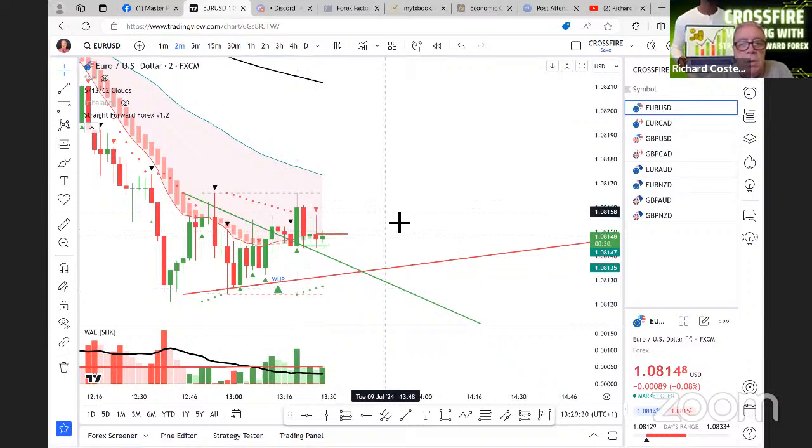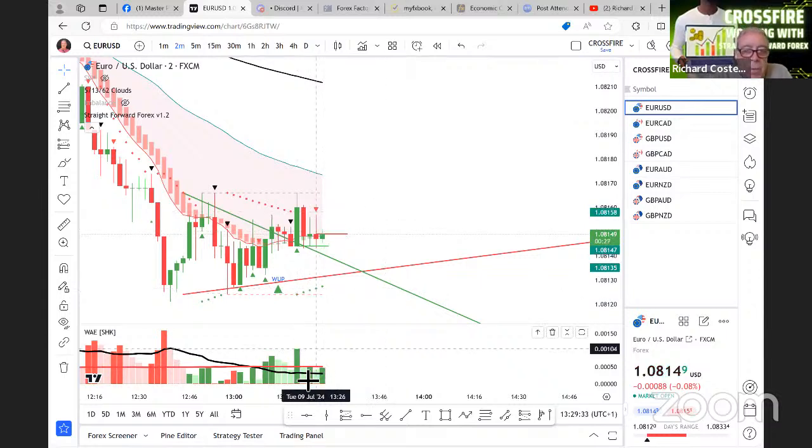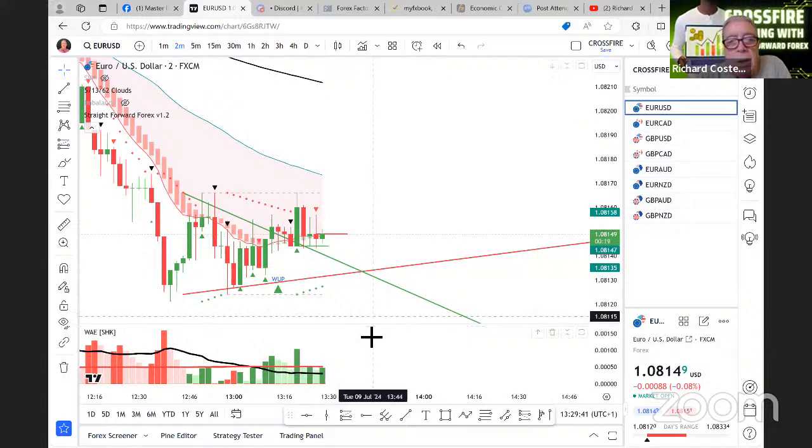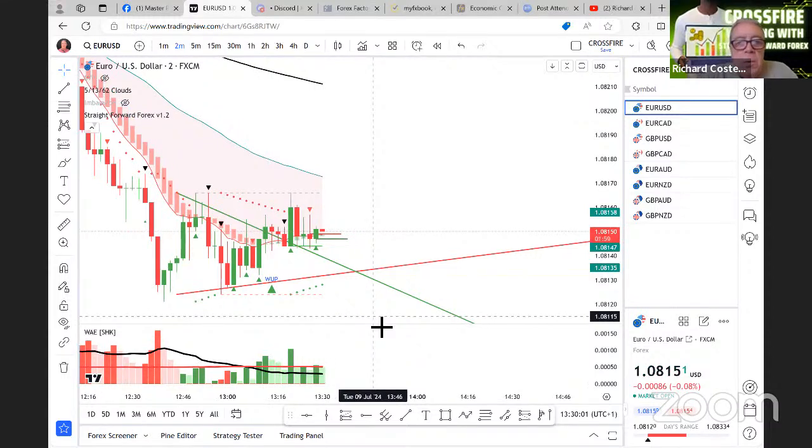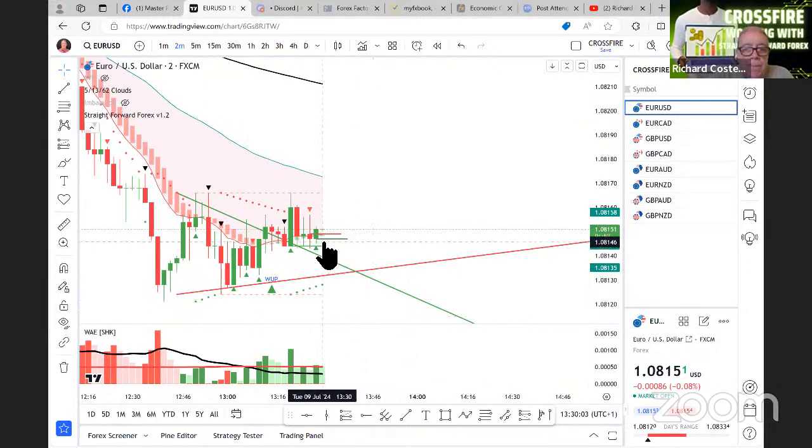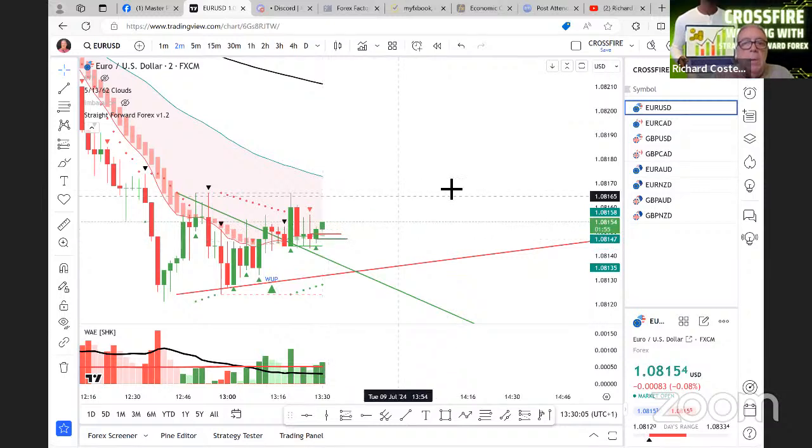So again, contradictory information. And the thing that would keep me out of any trades is the fact that the black line is below the red line. So I'm just going to sit and wait on Euro US until this candle closes. So we've got about 10 seconds left. So there's a new candle just appeared there. That one. That's the 1:30 candle.